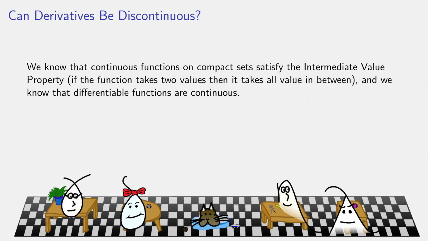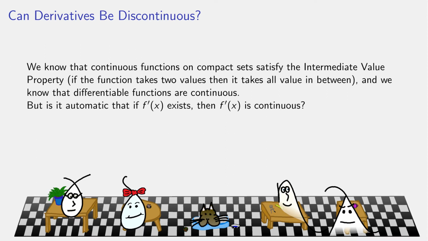Now, we did prove the intermediate value property some time back. Okay? If a continuous function on a compact connected set takes 2 values, then it takes all values in between. We also know that if a function has a derivative, then it must be continuous. Therefore, any function that has a derivative must satisfy the intermediate value property. But is it possible to have a derivative and that derivative not be continuous?